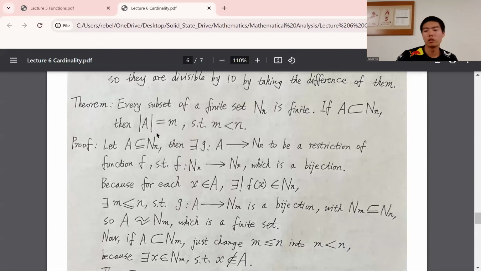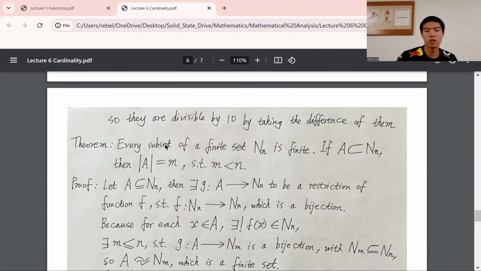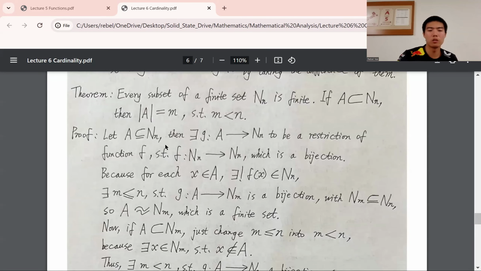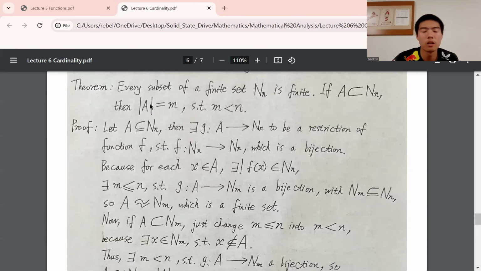All right, and there are three theorems we'll see. The first theorem is that every subset of a finite set N is finite. So if N is finite already, and A is a strict subset of it, then the cardinality of A is countable. It can be said it's an M, and M is smaller than N.